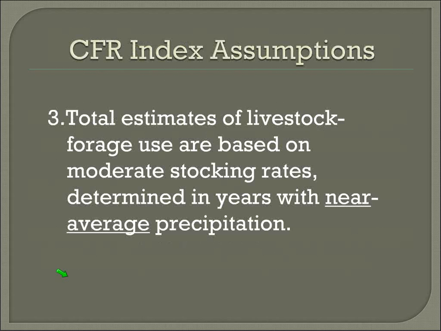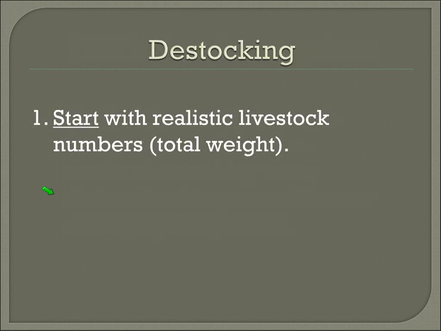The third assumption that we make with the CFR index is that total estimates of livestock forage use are based on moderate stocking rates. And those stocking rates are based on calculations derived from average or near average year precipitation years. Stocking rates can vary from year to year all over the place over a 10-year time period. But the stocking rates that are used in the CFR index are based on average year carrying capacity. And again, you can work with your NRCS range management specialist on that aspect.